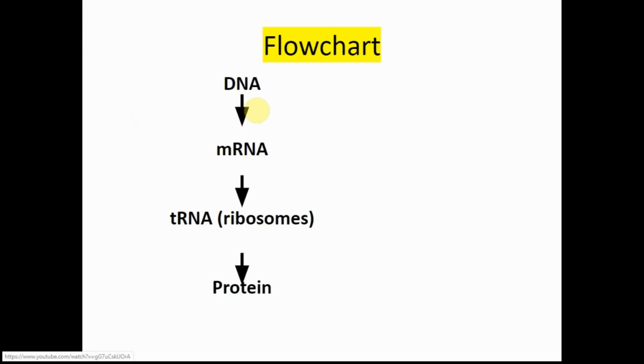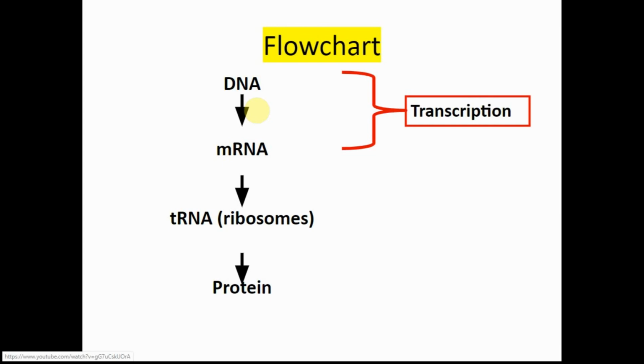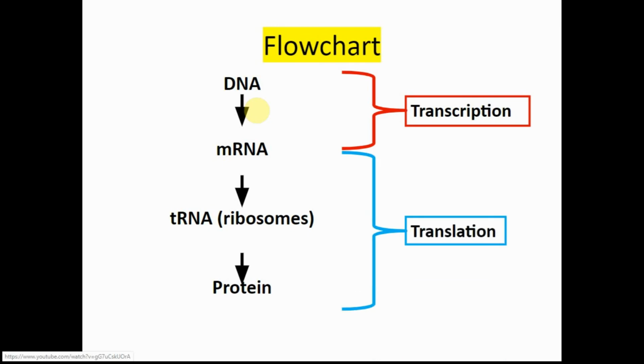Okay. You're also going to be making this flow chart. It shows that the process of converting the information in DNA to make an mRNA molecule is transcription. And then tRNA is going to translate the information in mRNA to a polypeptide or protein. That's happening out in the ribosome. And that step is called translation.